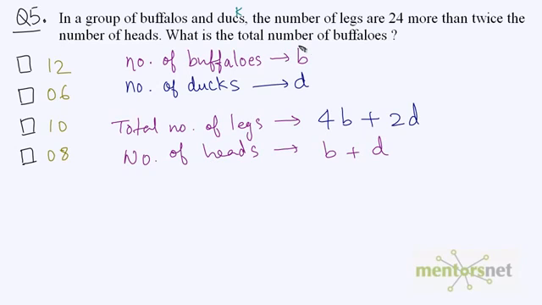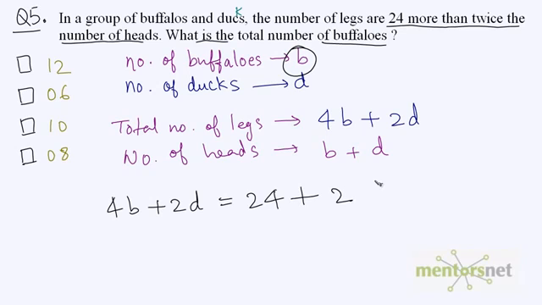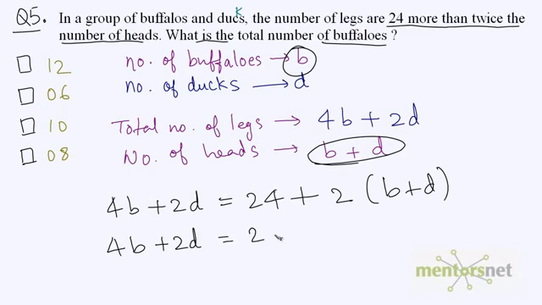Now we have to find B because it is asked what is the total number of buffaloes. The data given to us is that the number of legs is 24 more than twice the number of heads. So the total number of legs, which is 4B plus 2D, is equal to 24 more than twice the number of heads, which is B plus D. Now we can solve this for B. So 4B plus 2D is equal to 24 plus 2B plus 2D.